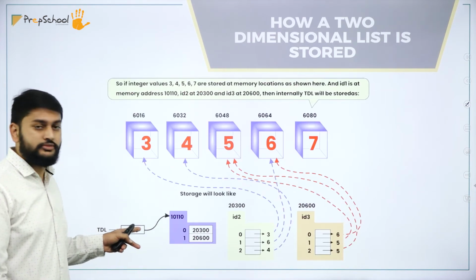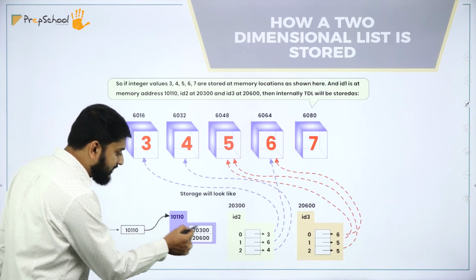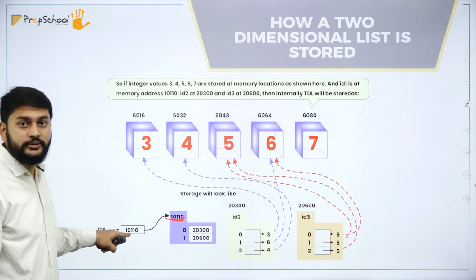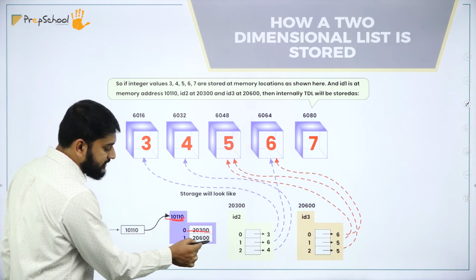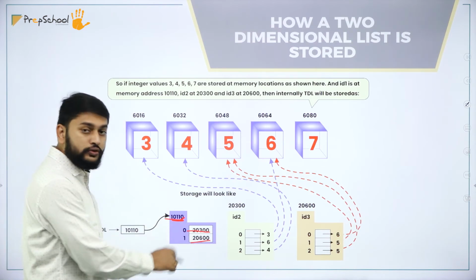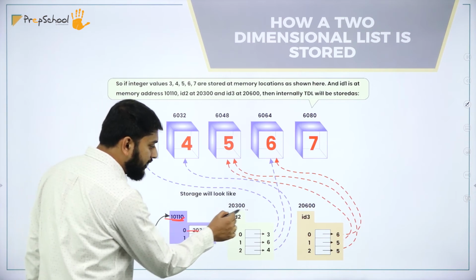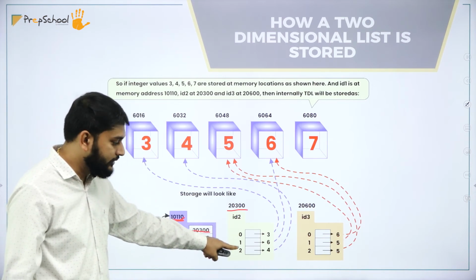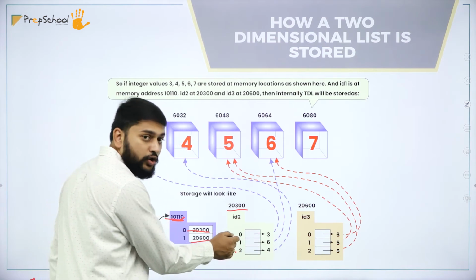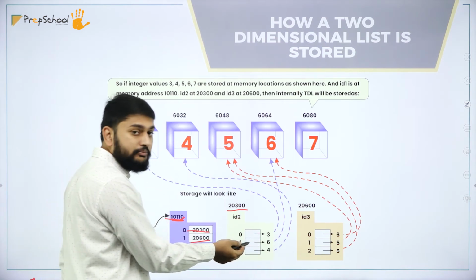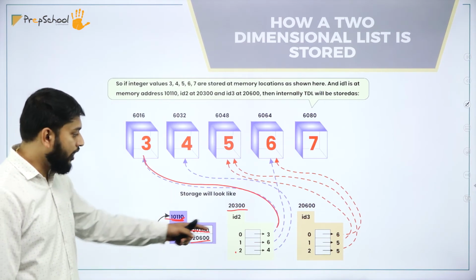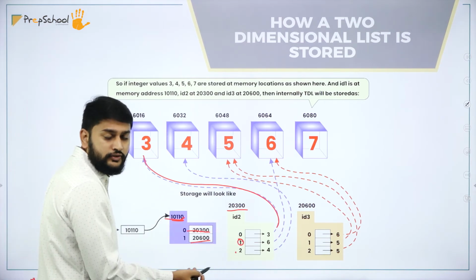How exactly? Imagine this is a list that I am trying to create. It contains the reference. This is what I will call a reference. In the first index I have some reference, in the second index I have a reference. If I track this, what will I get? 20300, a memory location. I go to this location, and what I am getting is a pointer to the 3. So this is what I have stored in the first index.